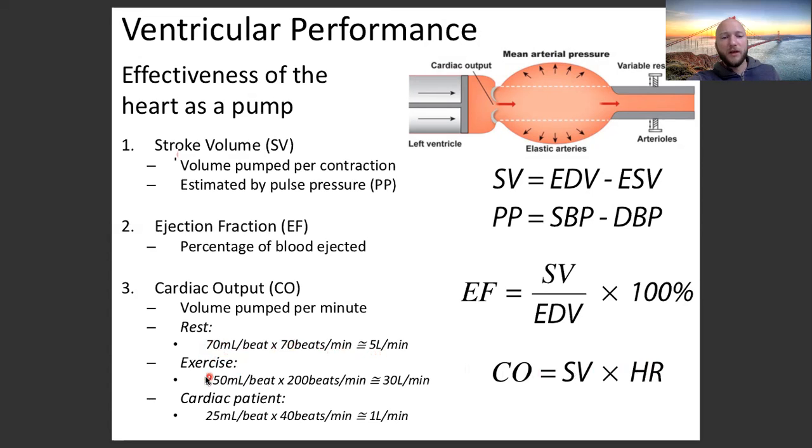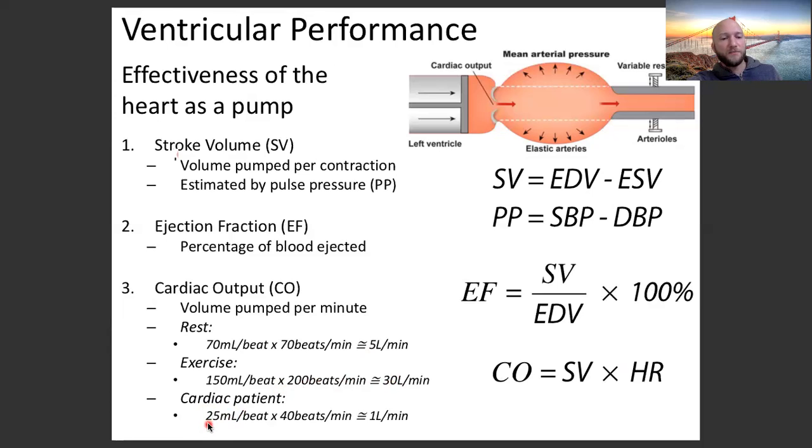cardiac output. During rigorous exercise, you might get 150 milliliters per beat times 200 beats per minute, 30 liters per minute. That's pretty extreme, actually, but just for the example. That's definitely on the high end right there. But you can see how much it changes.